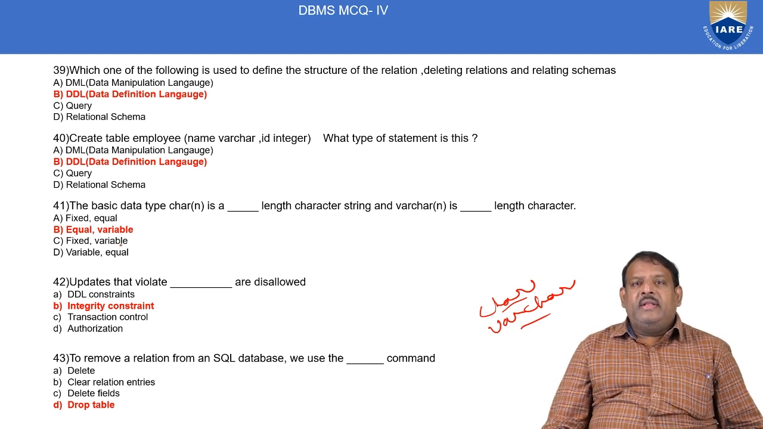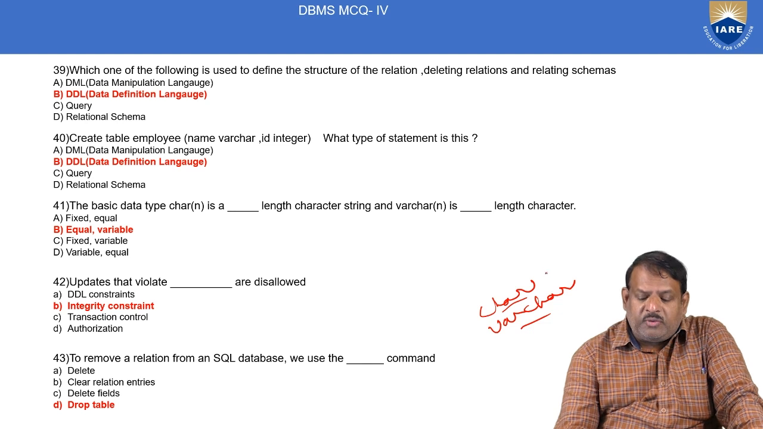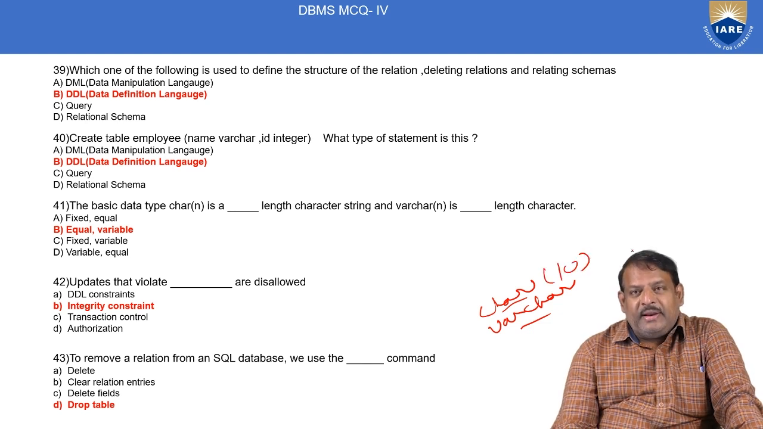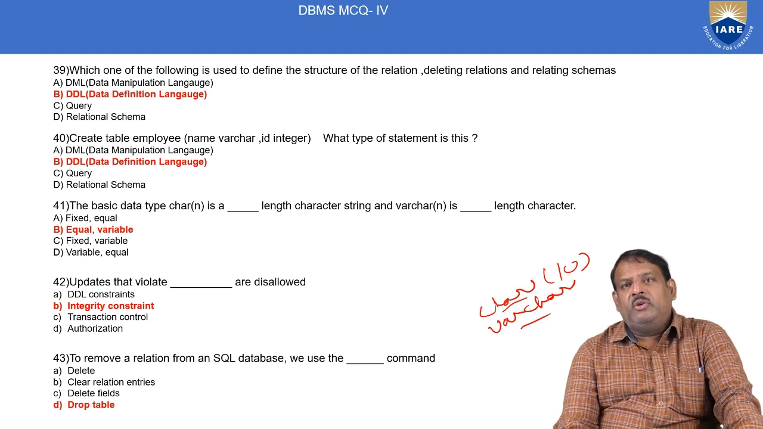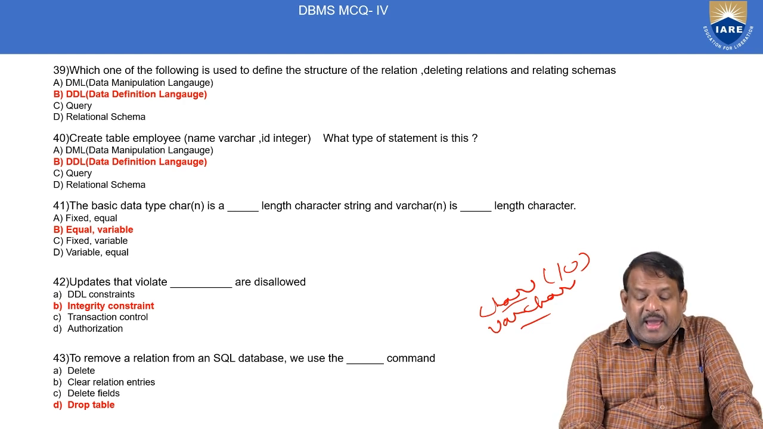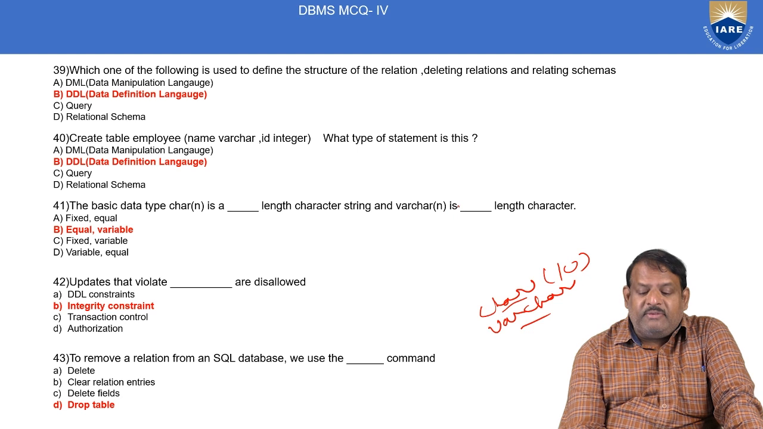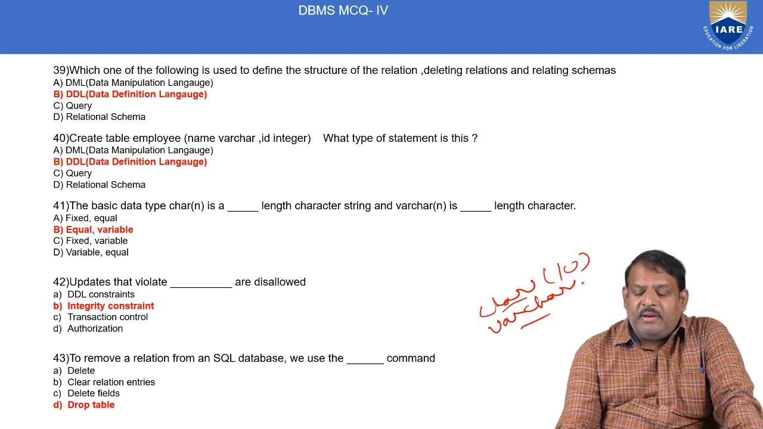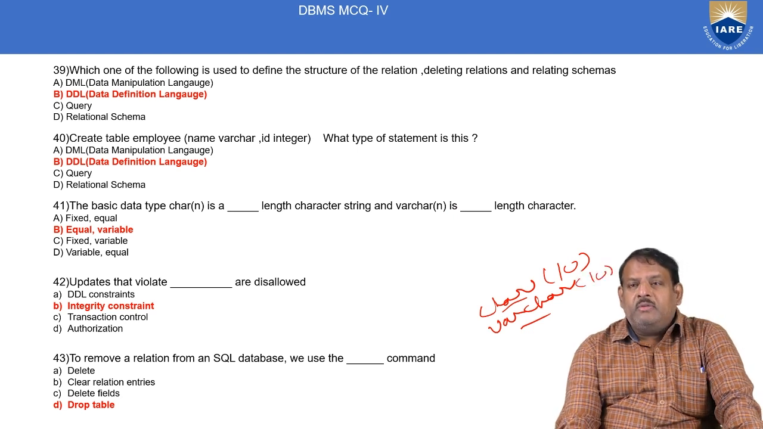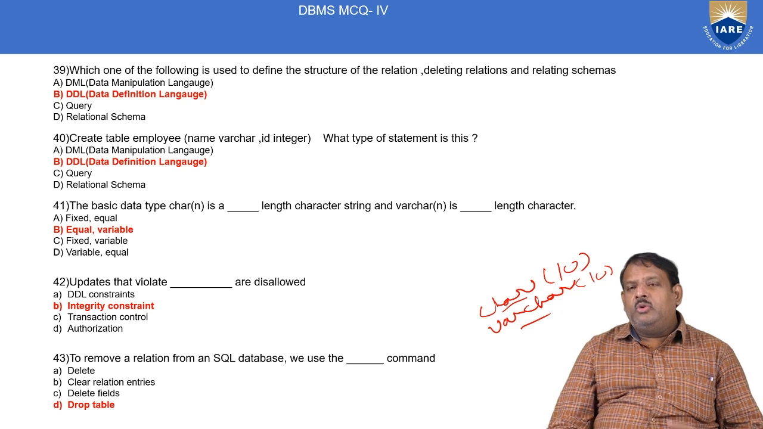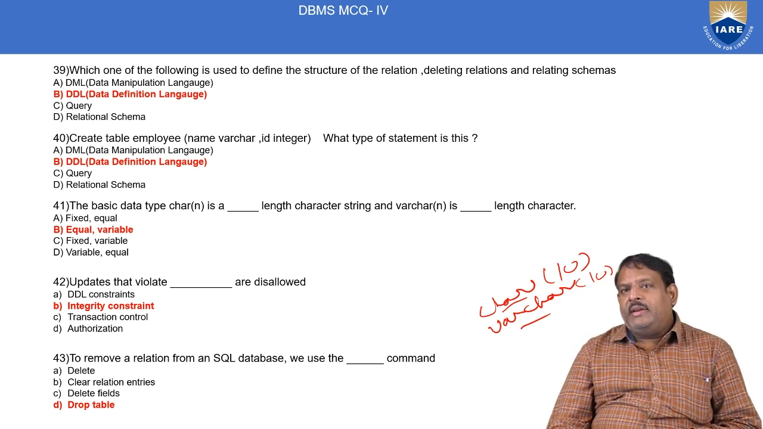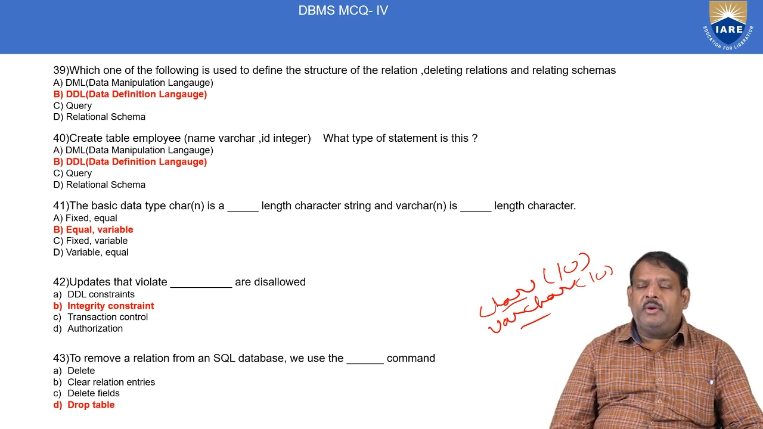The right answer is that char n is of the same size. Suppose you declare char 10, that means 10 is reserved for this. Even if you insert less than 10, it is going to take 10. Whereas varchar n is variable. You make it 10 here, but even if you don't use 10, suppose you use 5, only 5 will be there. The rest 5 will be released back to the OS.